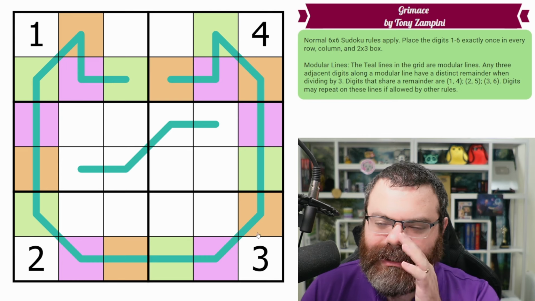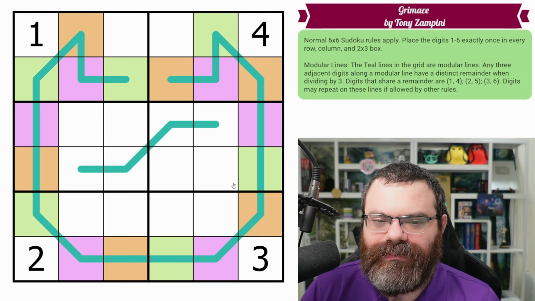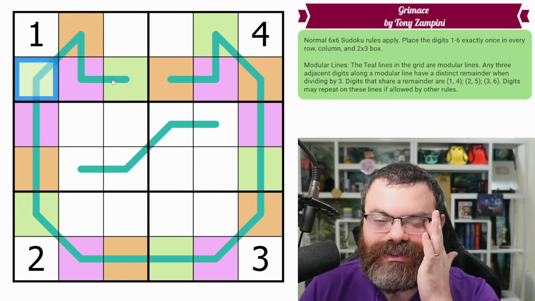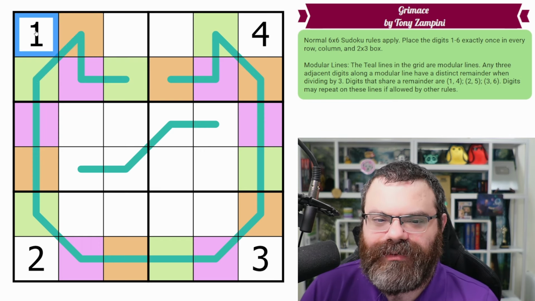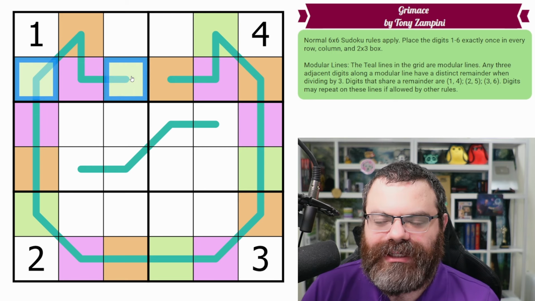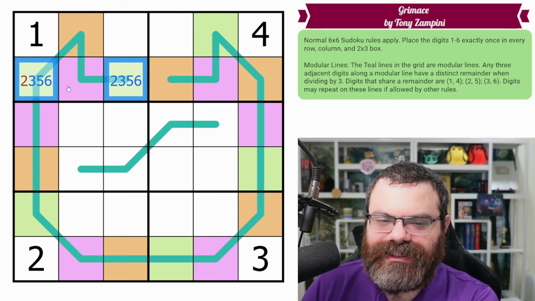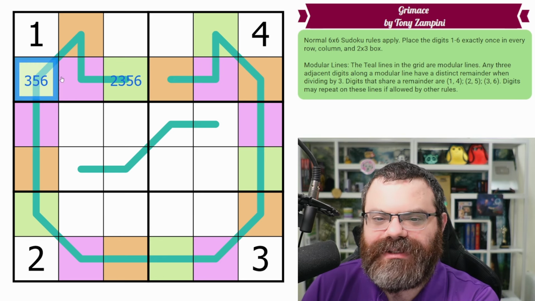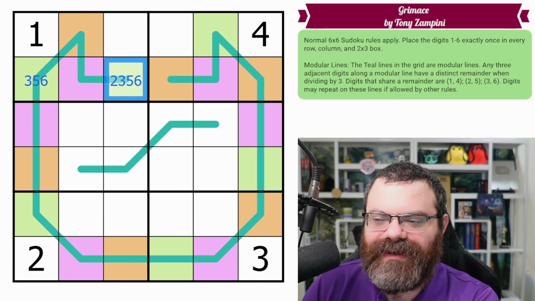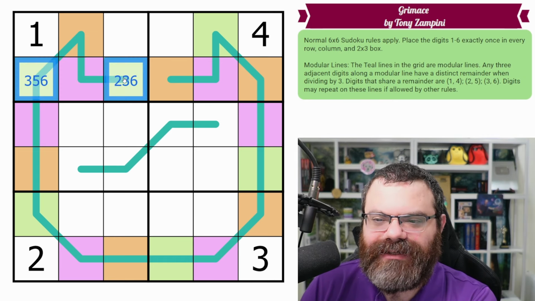Are there any that we can guarantee a color for? We can narrow down what certain colors aren't. We know that green is not the 1, 4 group because we cannot put a 1 in either of these, so these are either 2, 5, or 3, 6. We know this one's not 2, so this one actually can't be 5 because this is 5. That means green is the 2, 5 group. This would have to be 2, but we're not too worried about that. We're just trying to identify groups here.